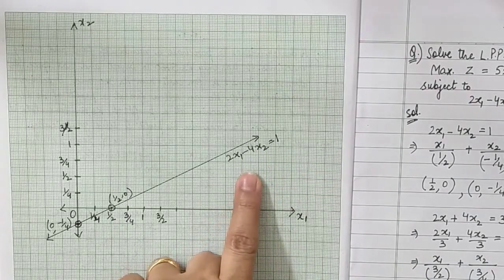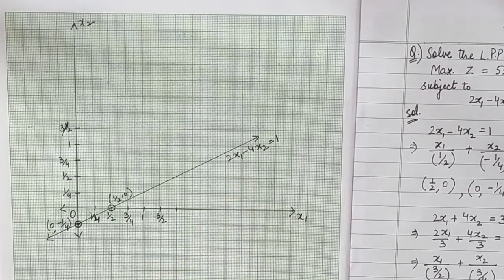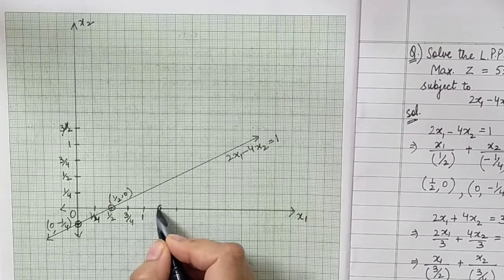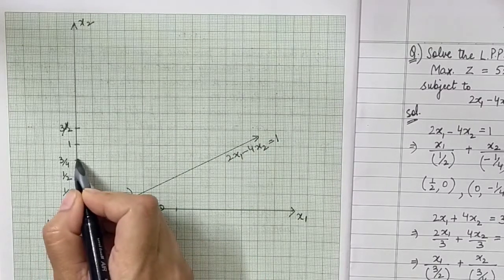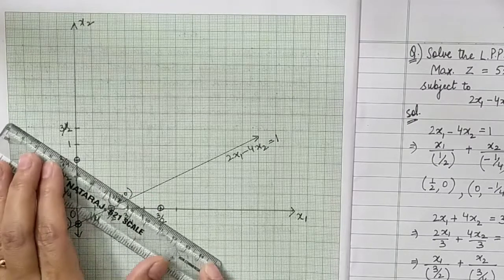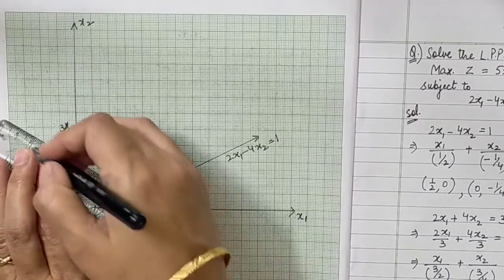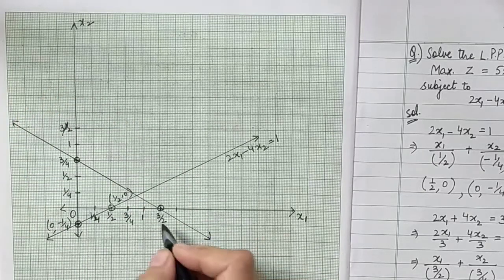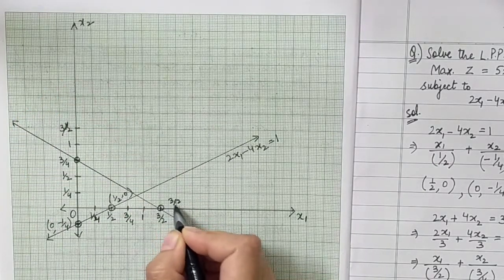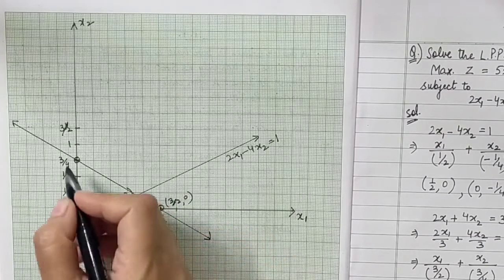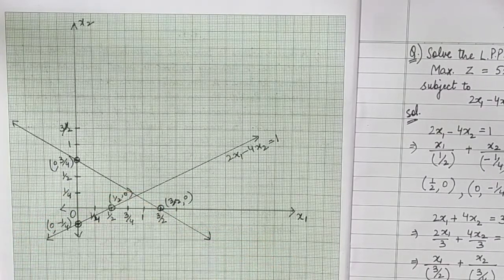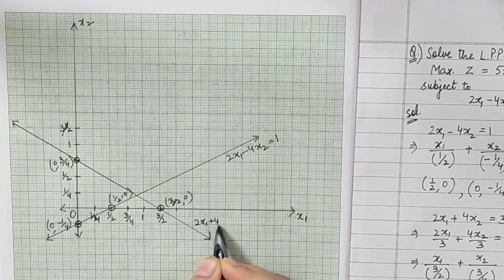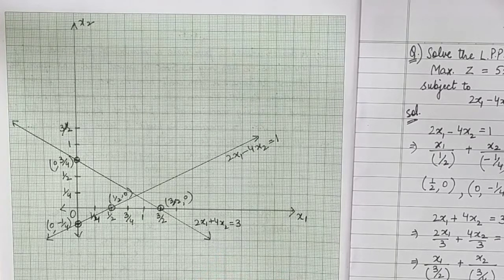You have to write down the equation only, so take care, inequalities will not be done over here. Next point is 3 by 2 comma 0 and 0 comma 3 by 4. These are the points of the second equation. You draw another line, put arrows, then points 3 by 2 comma 0, 0 comma 3 by 4, and the equation is 2x1 plus 4x2 is equal to 3.